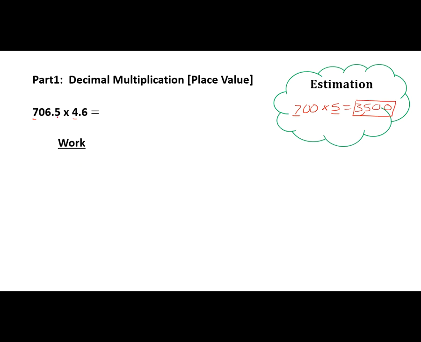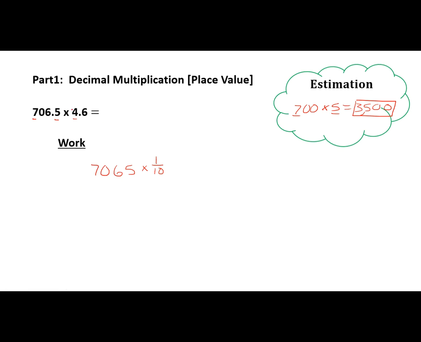Let's go to work. The first thing I want to do is notice that I have a decimal point and that our smallest place value is the tenths, which means that I'm going to convert all of my 706 wholes into tenths. Doing so, I'll get a total of 7,065 of those tenths. If I have 700 and I make them into tenths, I get 7,000 tenths. If I take 6 and I make them into tenths, I get 60 tenths.